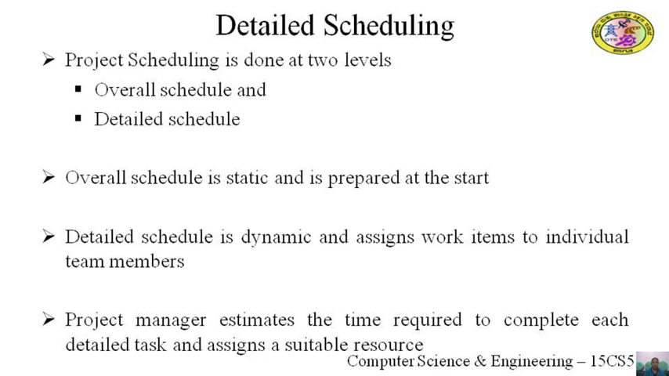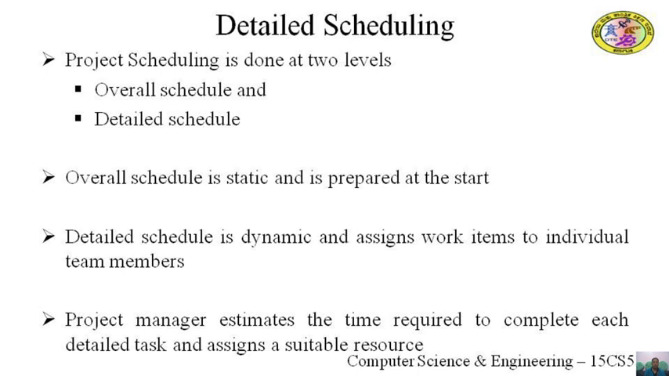Now let's try to understand what is detailed scheduling. Project scheduling is done at two levels. First, the overall schedule is prepared and then the detailed schedule is prepared. A detailed schedule of what to do and when to do has to be developed such that following this plan will lead to delivering the software with expected quality and within cost and schedule.